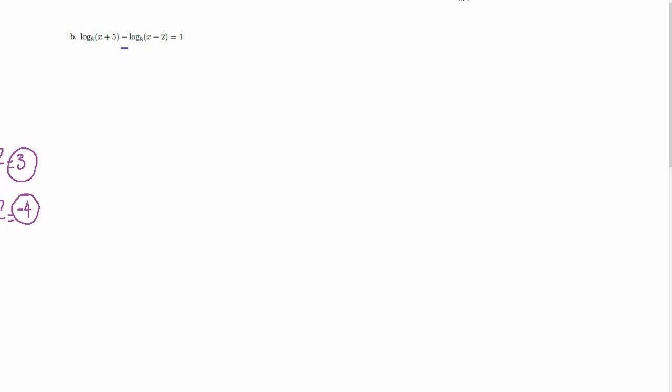Let's solve now this equation, and it is a logarithmic equation again, but I have a minus right here, so this means that I have to use the quotient rule for logarithms. Remember, your goal is to have two logarithms, one on the left side and one on the right side. So if I apply the quotient rule, what I have is log with base 8, this doesn't change, of x plus 5 at the numerator divided by x minus 2 at the denominator is equal to 1.